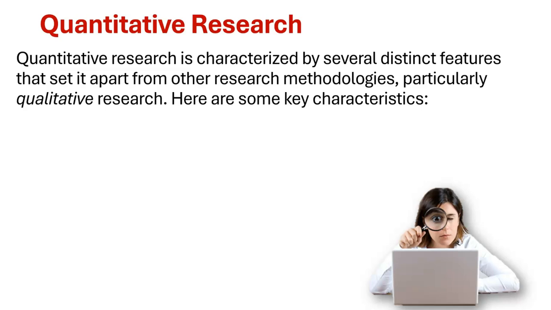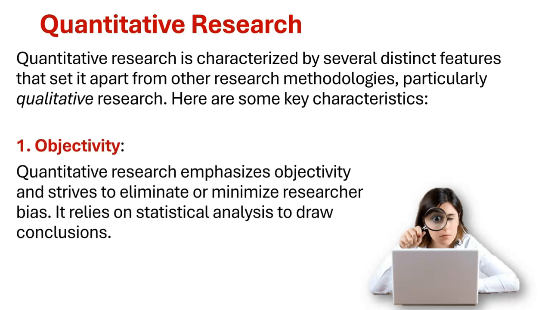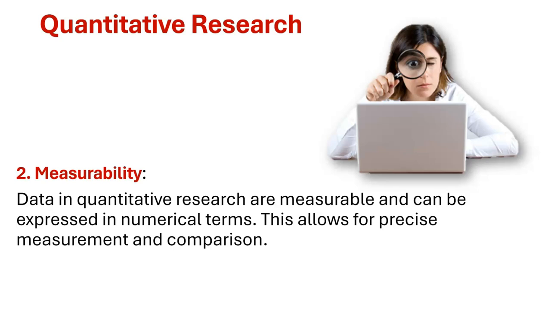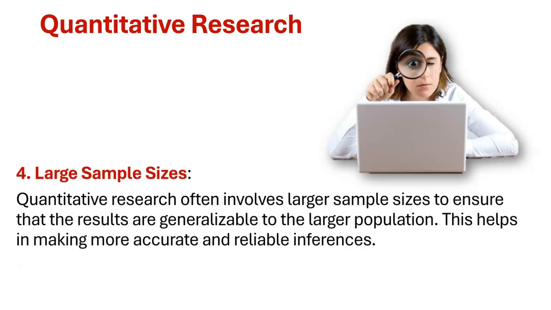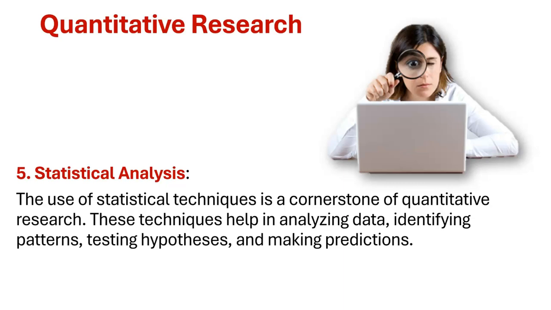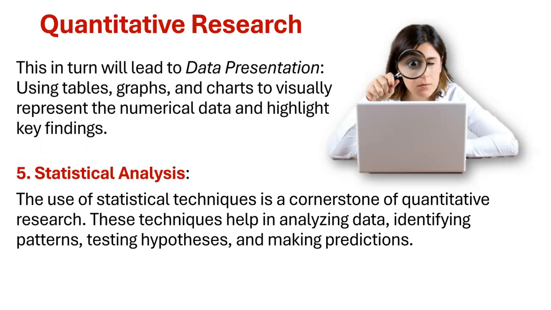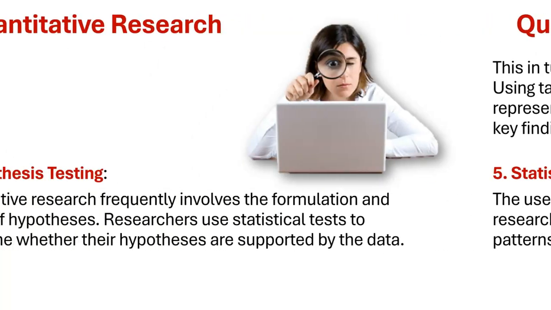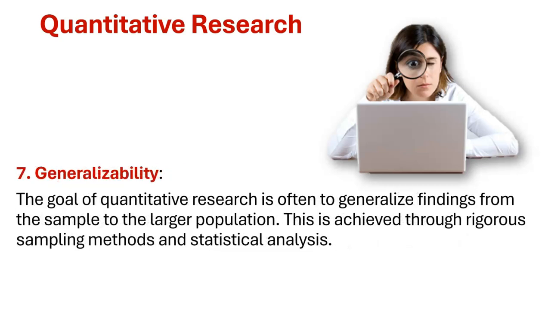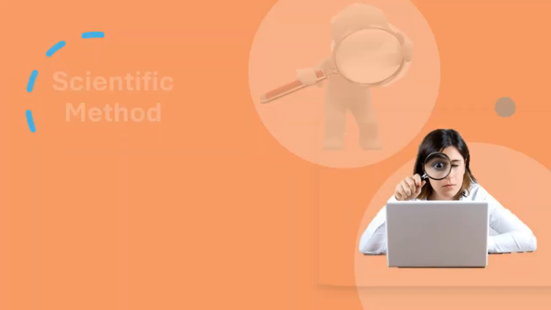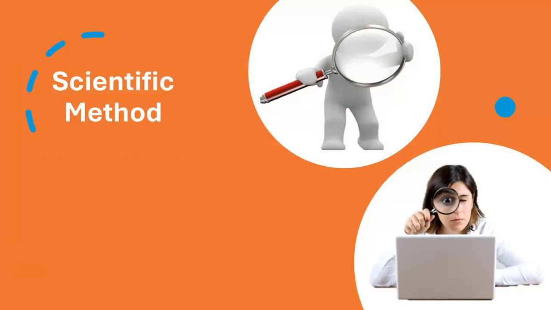And here are some key characteristics: objectivity, measurability, be detailed in our explanation in case others want to replicate it, this in turn leads to data presentation. We finally get to formalized hypotheses. And for our inferential statistics, we'll want to generalize what we find to the larger population. The scientific method.